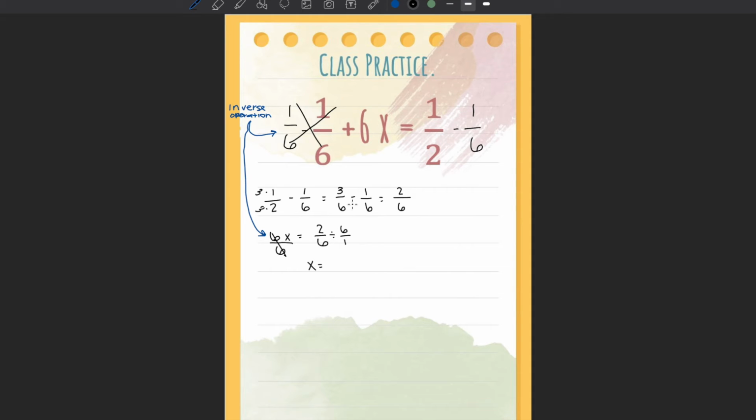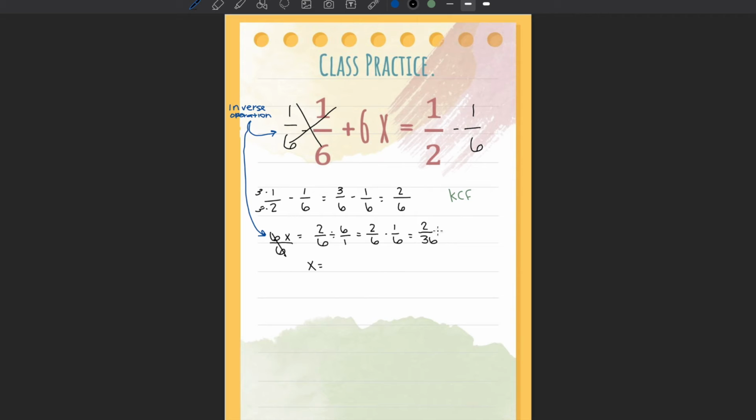Remember that three-letter acronym, KCF: keep, change, flip, which we learned means to do the reciprocal. So we need to use that acronym here. We keep our first fraction, 2 over 6, change our middle operation from division to multiplication, and flip our last fraction, which also means to do the reciprocal. So instead of 6 over 1, it'll be 1 over 6. Now we can multiply straight across: 2 times 1 gives us 2, and 6 times 6 equals 36.